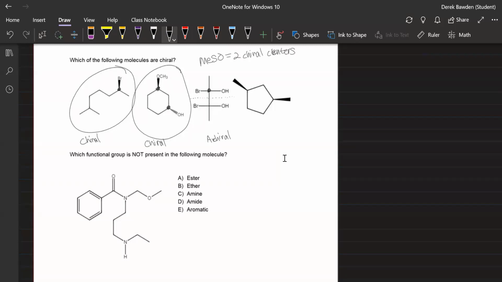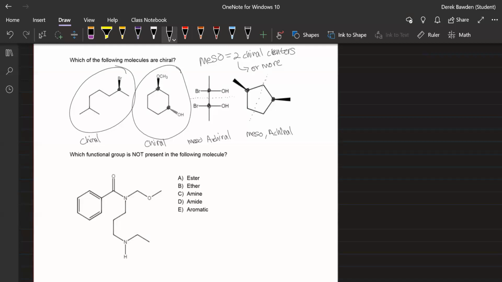So we have 1, 2, but there's a plane of symmetry, which makes it achiral. Okay. So this is meso achiral. It would just be achiral if there was a plane of symmetry, but for meso, it's a plane of symmetry and there's 2 chiral centers, 2 or more, I should say. So again, with this one, we have 2 potential stereocenters, but there is a plane of symmetry, so that makes it meso achiral.